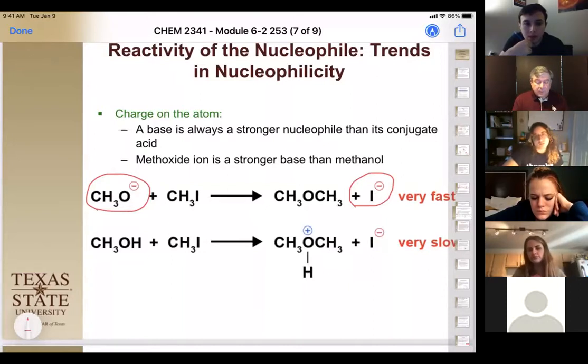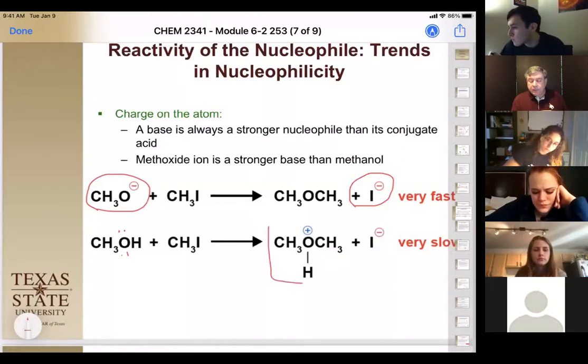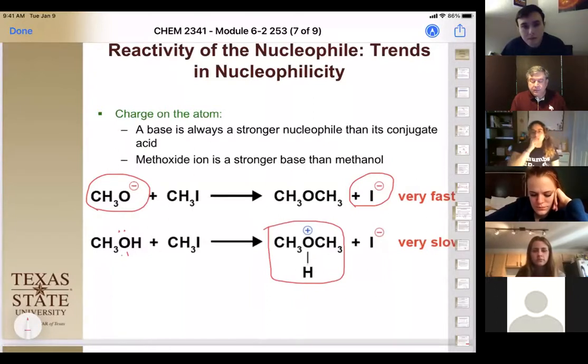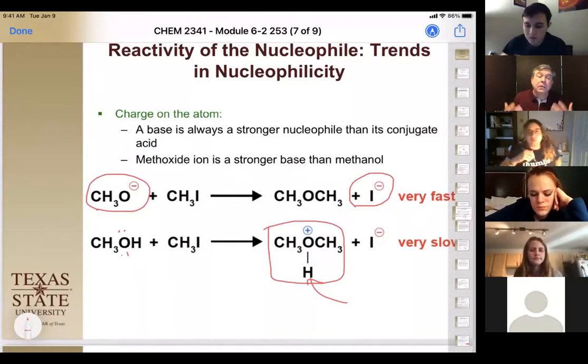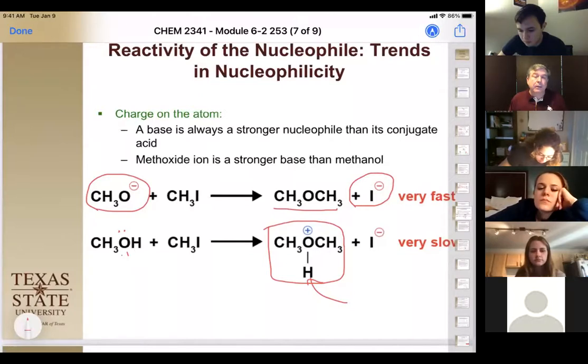However, the lone pair on our neutral species can still act as a nucleophile. But when it does, we end up with this oxonium cation, which is protonated. We can lose this proton in the next step, but we still made a charged species. That is going to be slower than if we made a neutral species, and therefore the charge on the atom is going to make it a better nucleophile.